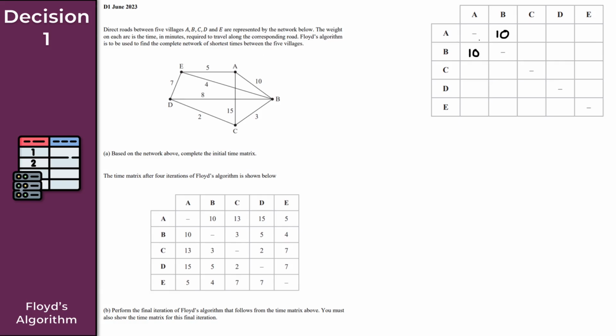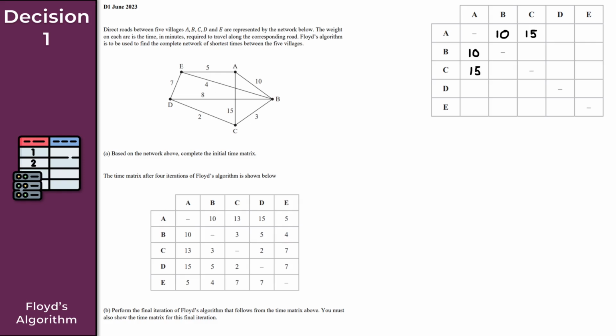What about A to C here? So from A to C, as we can see, that has a weight of 15. So we simply insert 15 into the initial time matrix. And again, this value here is also 15 by symmetry. Let's just keep going then. So what about A to D here?